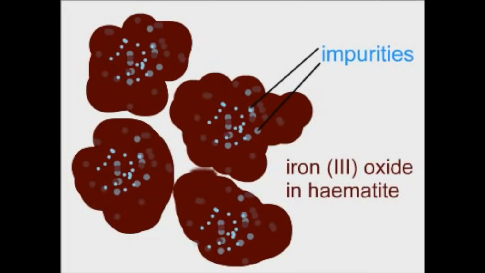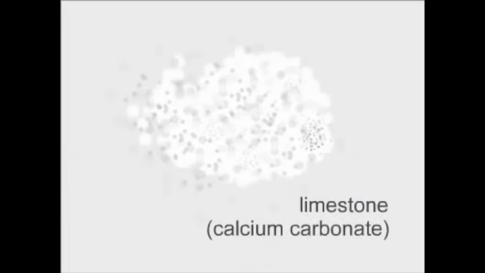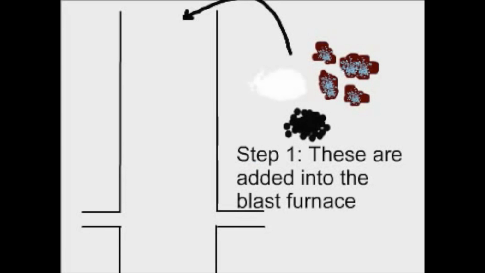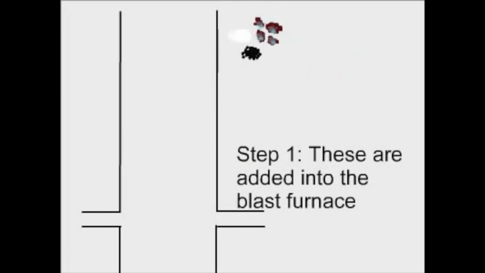First, hematite has to be mined. Limestone and coke, which is carbon, is also needed for this process. Then, the hematite, limestone, and coke are added into something called a blast furnace.